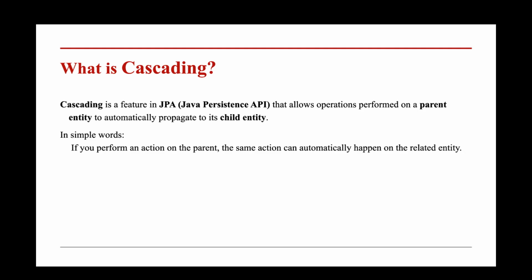Earlier, what were we doing? Save employee. Then save bank detail manually. Delete bank detail. Then delete employee. Too much manual work. Cascading removes that extra effort. Very important point. Cascading does not create the relationship. It's valid for all type of relationship. Cascade just controls how operations propagate. That's the key difference.